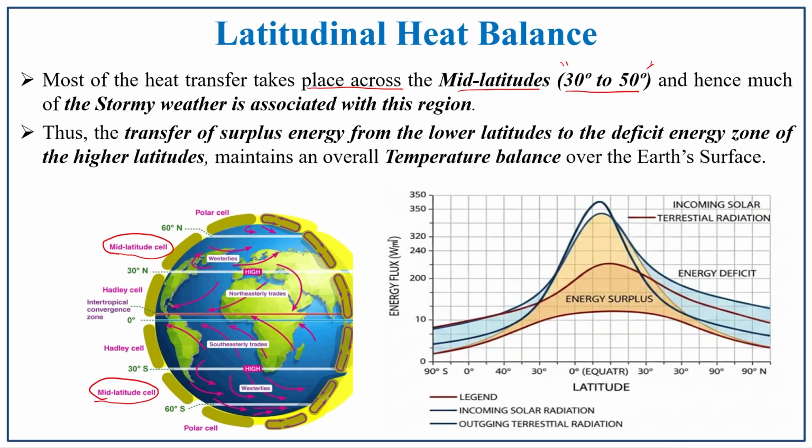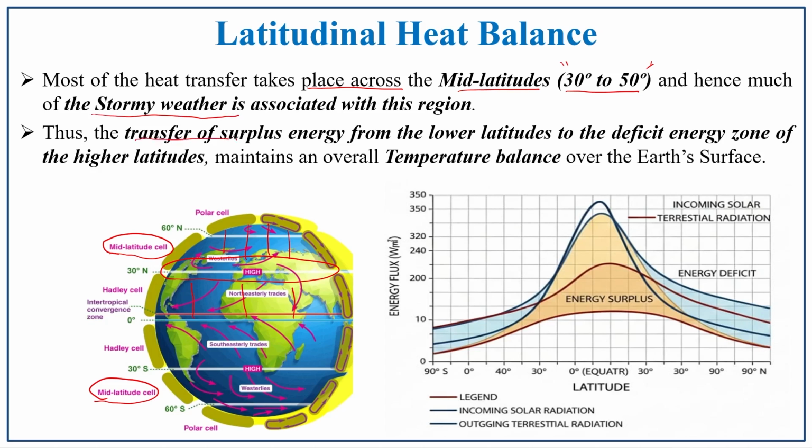This mid latitude is a mixing zone, where the hot air from the equator and the cold wind from the polar region are mixed. In which region? This mid latitudinal region. So, this region is also known as a zone of mixing. Because of that hot and cold air mixing, what happens? Stormy weather is associated with this mid latitudinal region.